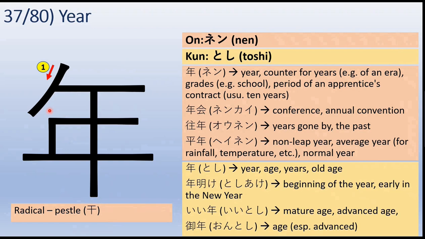Look at the stroke order for year. So you have to remember this. First is this line, then second, then third line, then fourth line, then fifth line, and finally this vertical line.